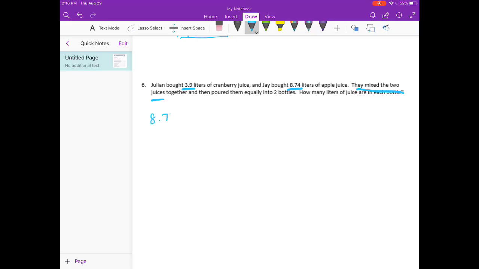So 8 7/4 plus 3 9/10. So we get 4, 6, carry the 1, 9 plus 3 is 12. So they start out with 12 64 liters all together, but then they pour them equally into 2 bottles. So now we need to take the 12 64 liters and divide it into the 2 different bottles.